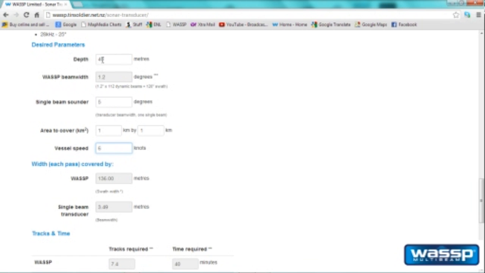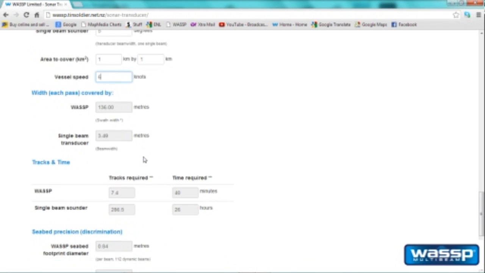So, just to recap, we're setting a depth of 40 meters. We're comparing the WASSP, which has got 112 beams at 1.2 degrees each, over a 120 degree swath sector. And we're going to compare that with a single beam sounder with just the single beam, which is 5 degrees wide. We're going to map out an area of 1 kilometer by 1 kilometer, and the vessel's going to do 6 knots. So let's have a look.